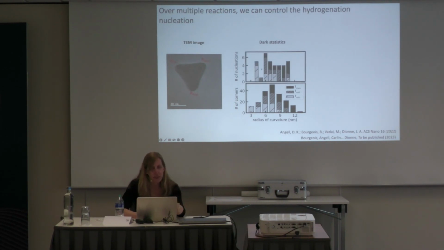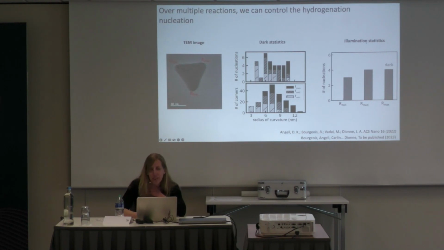So in the dark, we wind up finding that the nucleation is pretty much evenly distributed. In the dark, the number of nucleation events is almost evenly distributed across the smallest radius of curvature tip, the middle radius of curvature tip, and the maximum radius of curvature tip, so almost an even distribution. Whereas when it's illuminated, you're always at that sharpest tip where you have the strongest electromagnetic field enhancement, and that's where you're getting most of the nucleation.